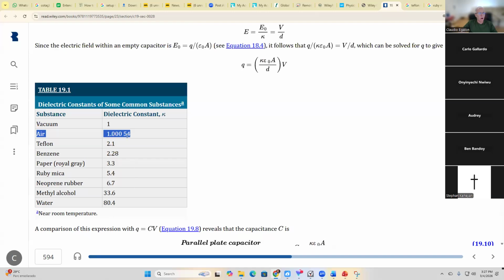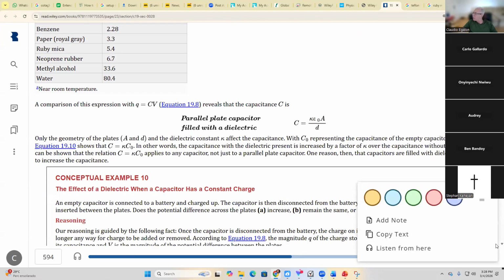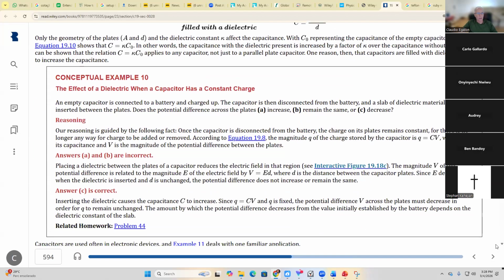The difference is so small, it's less than 0.1%. Let's see. Here is 1%, this decimal place is 1%. Here is 0.1%. Here is 0.5%. Okay? It's less than 0.1%. It's 0.05%. The difference is so small compared to vacuum that we say that the dielectric constant of air is 1. Any questions?